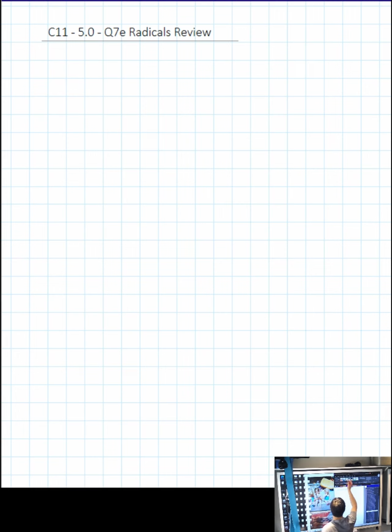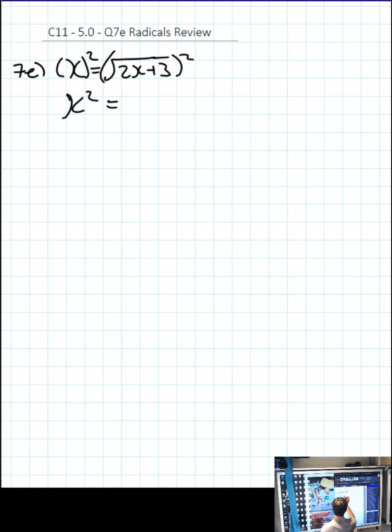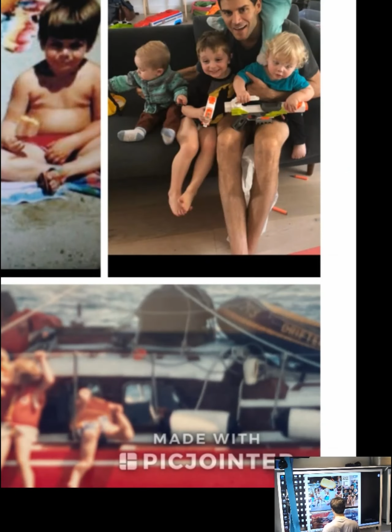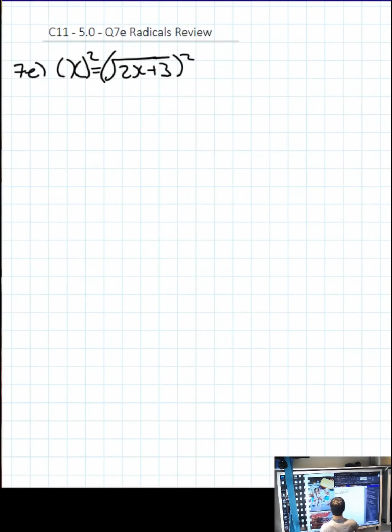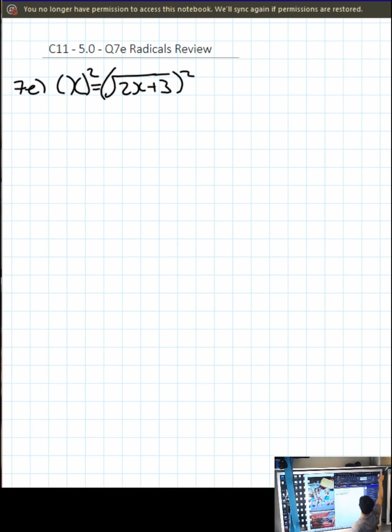Okay, we have 7e. We have x equals square root 2x plus 3. So we're going to put brackets around the left-hand side and say squared, and brackets around the right-hand side squared. So we get x squared equals 2x plus 3.